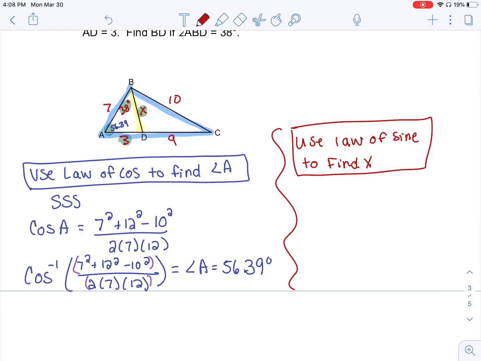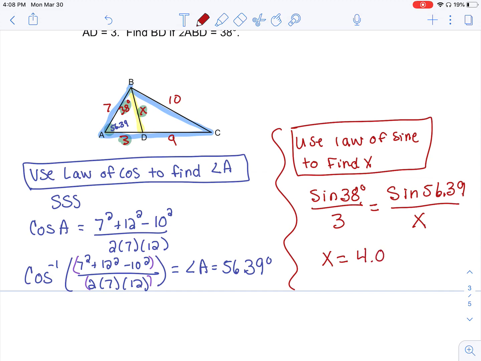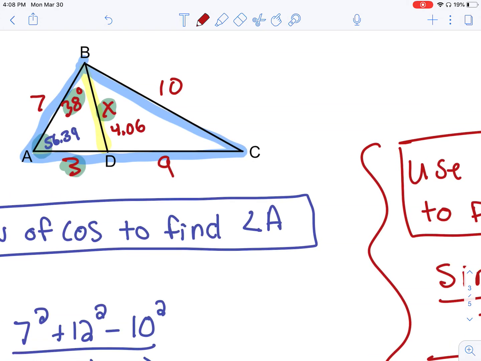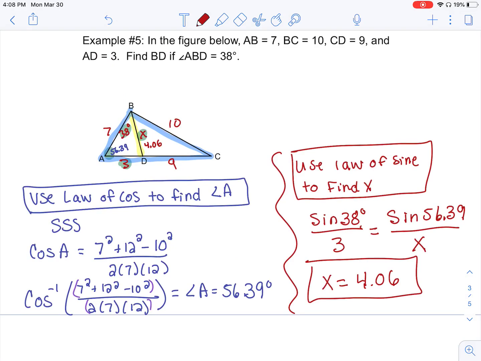So I can set up my ratio. I have an angle and a side, so I have sine of 38 degrees over 3. I now know angle A, so I can say sine of 56.39 all over x. I can go ahead and solve that proportion, and by cross multiplying I get x is equal to 4.06. So I have solved the problem, and that's my final answer.